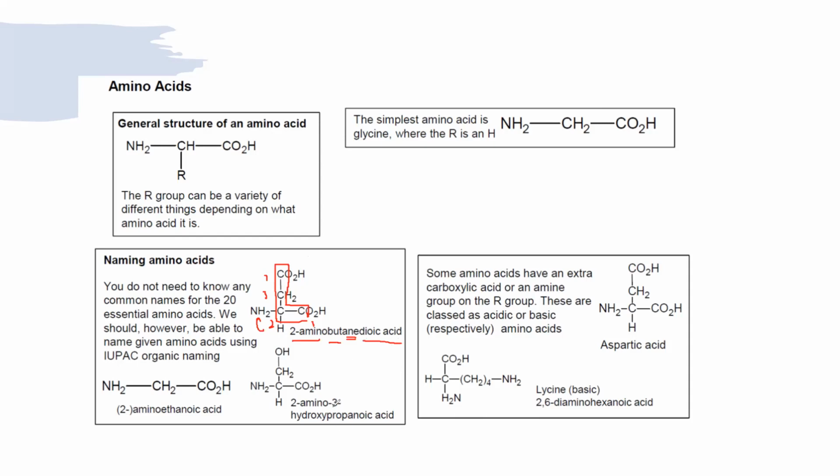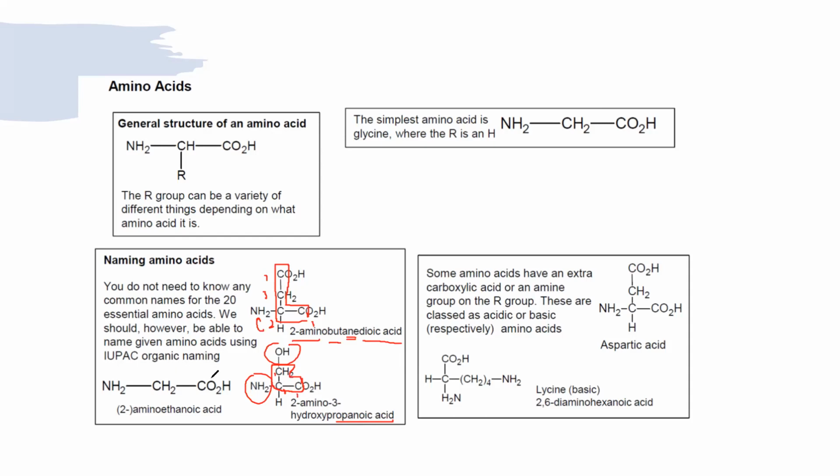If you name the second one, there are 1, 2, and 3 carbon atoms only, and this carbon is our first carbon. So 1, 2, and 3. At the second position we have the amine group and at the third position we have hydroxy. So 2-amino, 3-hydroxy propanoic acid. The common name, you don't have to memorize. You should know how to write the IUPAC name.